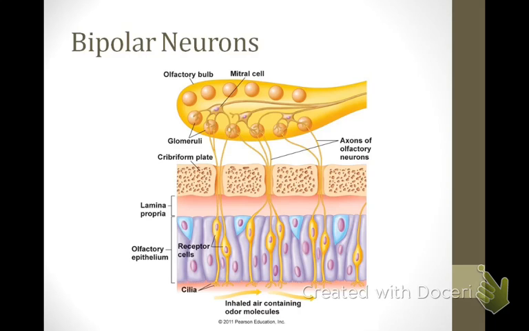Bipolar neurons contain a central soma, shown here, and two processes, a dendrite here and an axon here. Many bipolar neurons are sensory neurons and are found in the retina or the olfactory system, shown here.